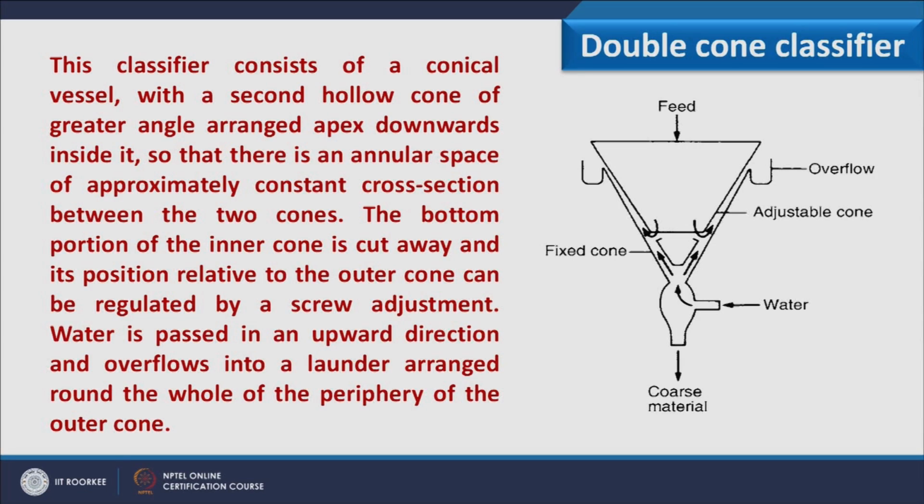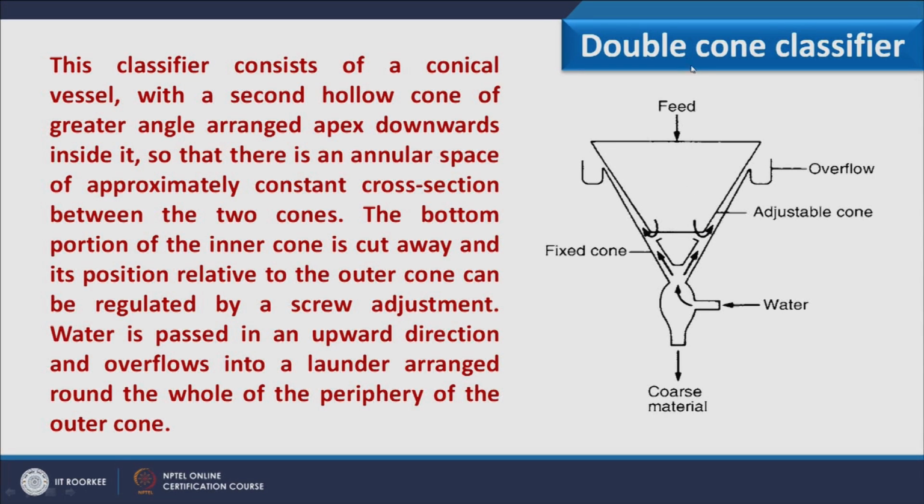So, this classifier consists of a conical vessel with a second hollow cone of greater angle arranged apex downward. You see it has the apex downward inside it. So that there is an annular space of approximately constant cross section between the two cones, and the bottom portion of the inner cone is cut away. You see here, the bottom section of the cone has a cut.